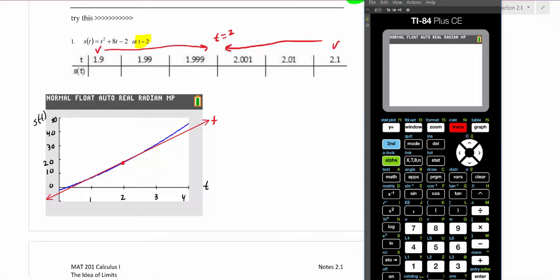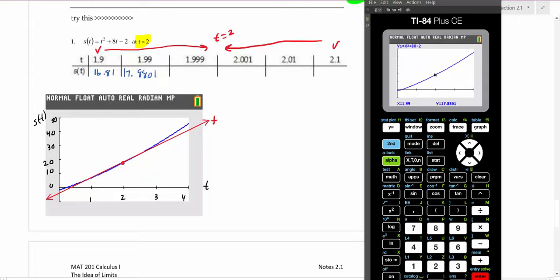Okay, so let's start by tracing at 1.9. We'll record that as 16.81. Now I'm going to trace at 1.99, getting a little closer to 2 from the left. That's going to be 17.8801. Now let's close in a little closer using 3 decimals, 1.999. Record that. That gives a little greater accuracy, 17.98001. So it looks like you're heading towards right about 18.